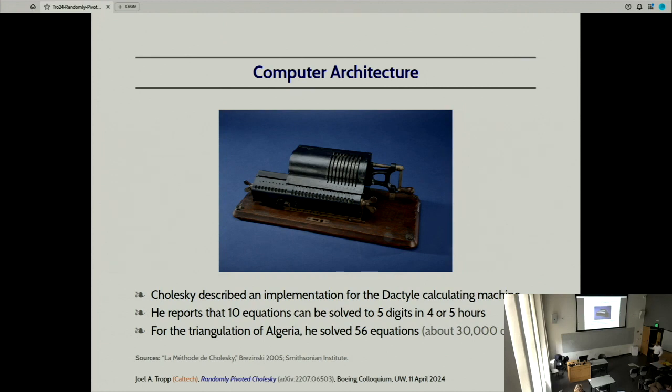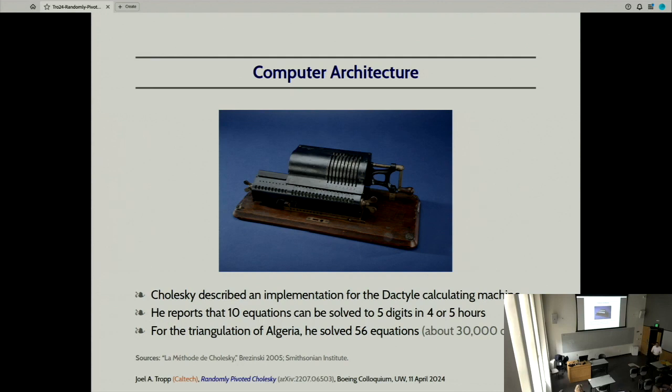And he reports that using this machine, you can solve a system of 10 equations in 4 to 5 hours. And he also says that during his work on the triangulation of Algeria, he solved 56 equations using this approach. So that's about 30,000 operations. Okay. Just for the factorization, not speaking of the triangular solves or forming the matrix A.